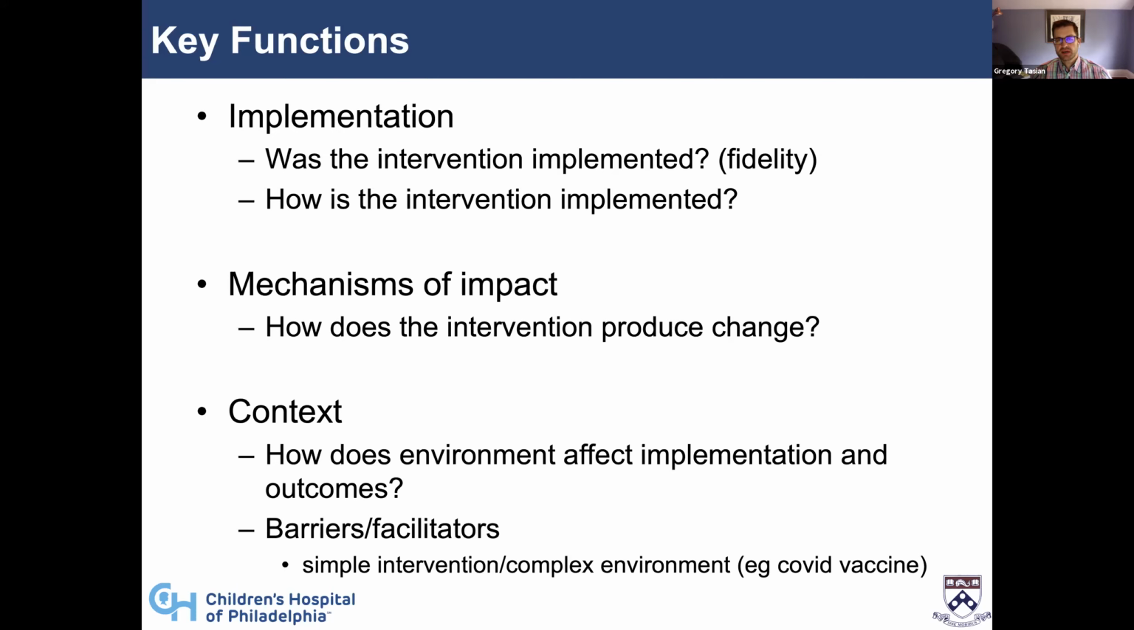Much of this work, depending on the study design, does involve some qualitative aspects, but it can also involve very quantitative ones as well. It very much varies depending on the design of the study and the intervention at hand. The second function of a process evaluation is the mechanism of impact. And that's really getting to the causal mechanism, in that how does the intervention produce change?